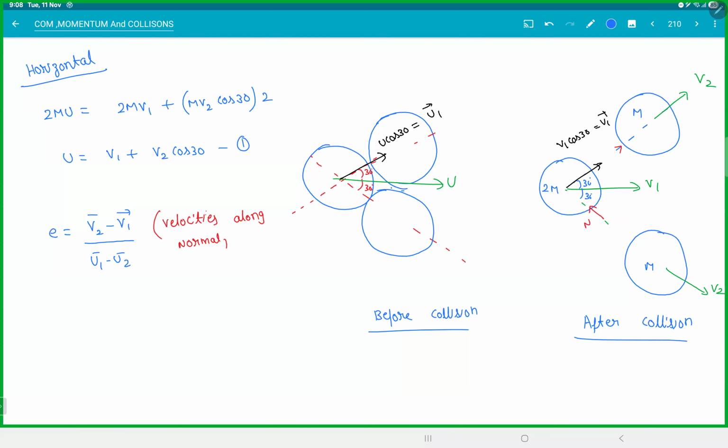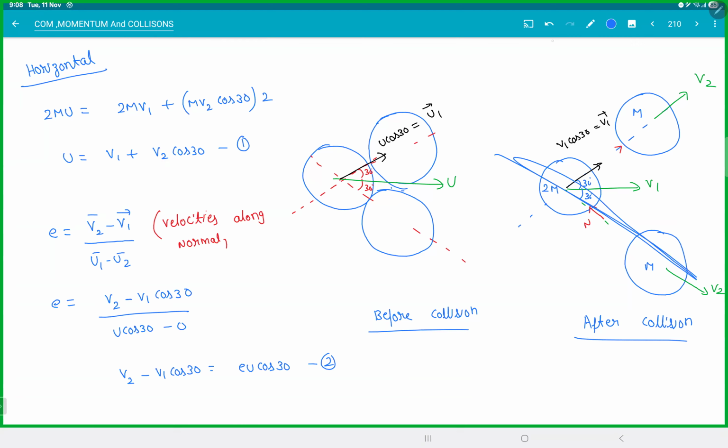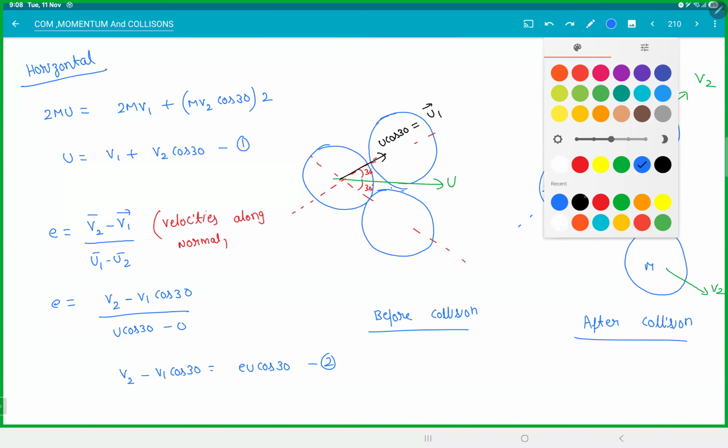So you have to apply the restitution for the components. So e is equal to v2, that will be, this is the normal, so that is v2 only, minus v1 bar, that will be v1 cos 30, by u1, that is u cos 30. Initially the ball is at rest, so 0. So we get v2 minus v1 cos 30 is equal to e u cos 30. This is your restitution, everyone. If you apply the restitution between these two balls, you still get the same equation. So it is same. Please have a look at equation 1 and equation 2. That's it. If you got this, your job's done.